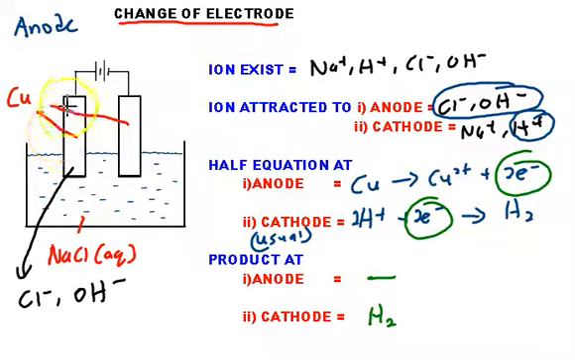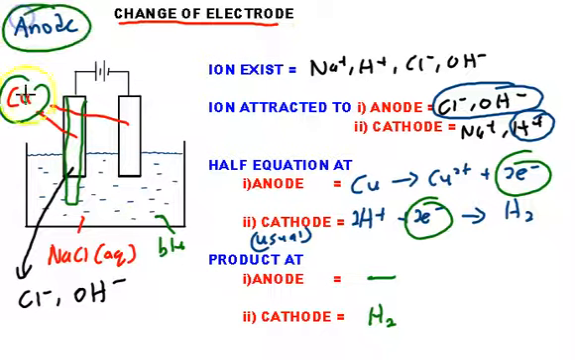You can notice that the rod here will slowly get thinner, and the water will become blue in color due to the copper(II) solution. So this is the change of electrodes effect. Remember, both the concentrated electrolyte and the change of electrode effects apply to the anode only.